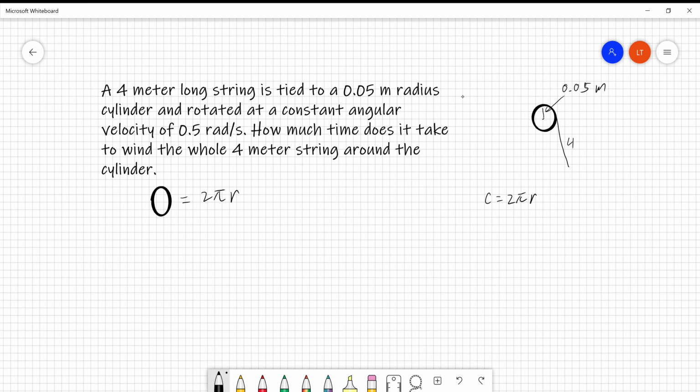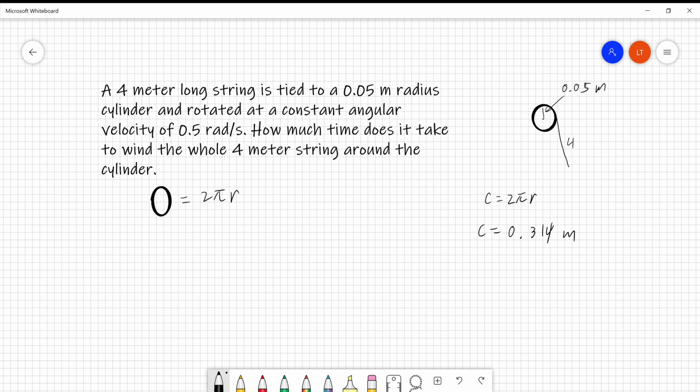So over here we have our diagram with a 4-meter string and a cylinder of radius 0.05 meters. We know that a circle is 2 pi radians all the way around, and to find the circumference of a circle, you do 2 pi times the radius. So let's find the circumference real quick. Circumference is equal to 0.314 meters.